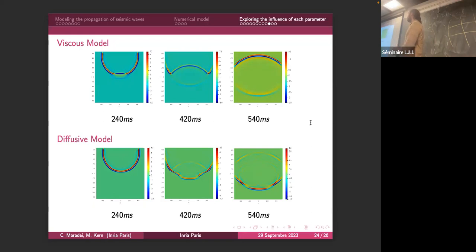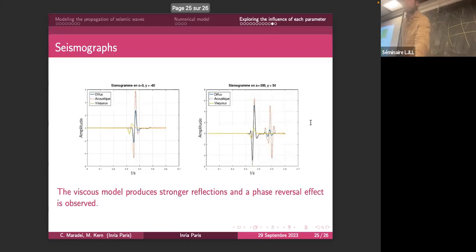So we're looking at the amplitudes of the waves, and we can clearly see that there are two distinct effects. On the viscous model, you have much more reflection than transmission. In the diffusive model, you see that globally everything is damped, but you don't see such a good reflection. It's transmitted and damped, but it's not much reflected.